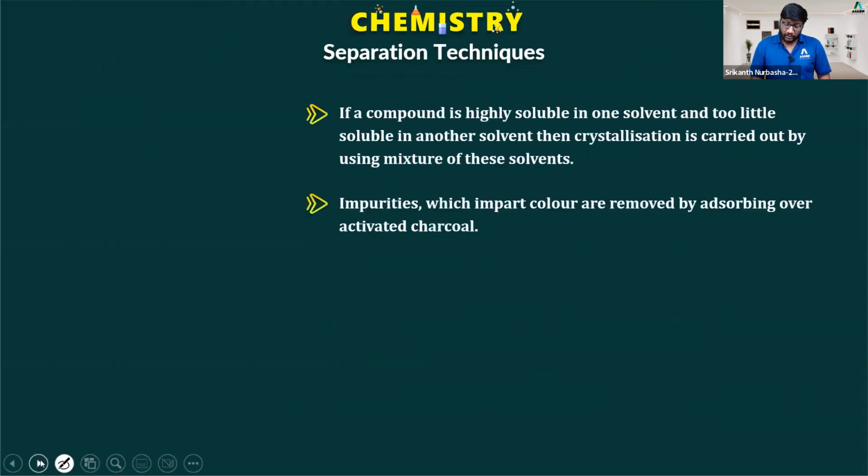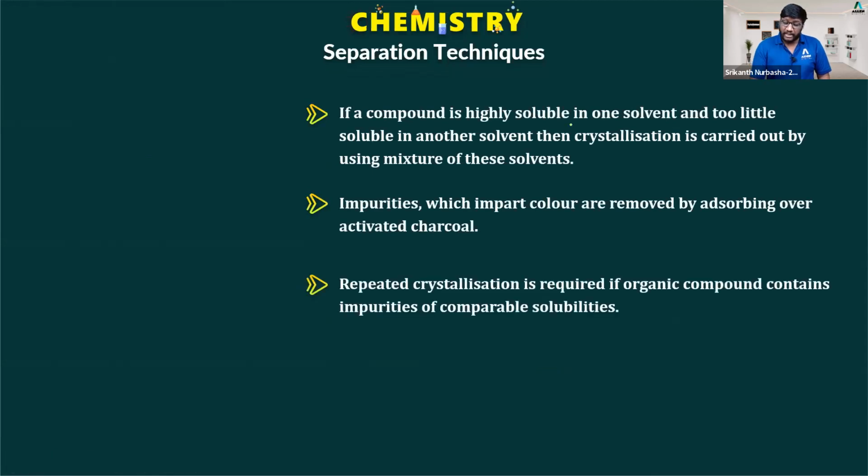Okay. If a compound is highly soluble in one solvent and too little soluble in another solvent, then crystallization is carried out using a mixture of these solvents. Impurities which impart color are removed by adsorbing over charcoal, because if you add charcoal, whatever impurities impart color will get adsorbed. Repeated crystallization is required if an organic compound contains impurities of comparable solubilities.